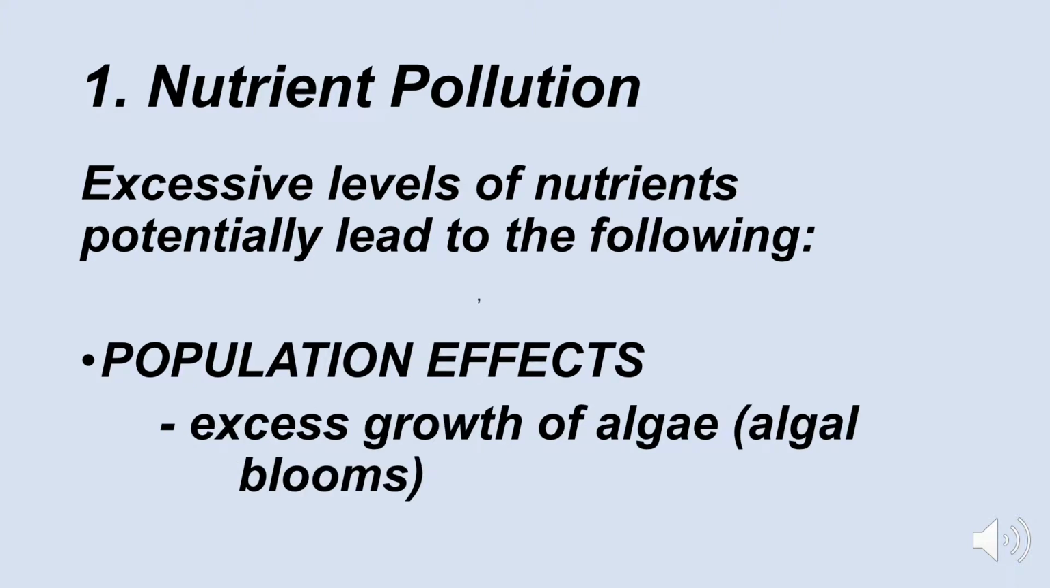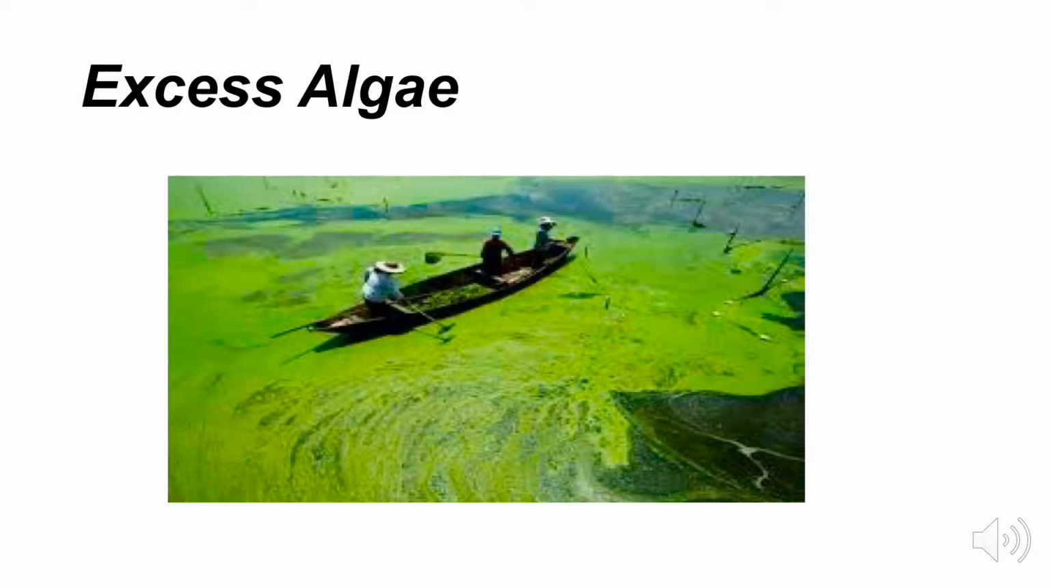We have population effects, excess growth of algae. We get algae blooms. It's something that's not very inviting. We have a picture here showing eutrophication of a surface river, and you've got people that are trying to row their boat, and they don't see any crystal clear water. They're just flowing in a sea of algae.